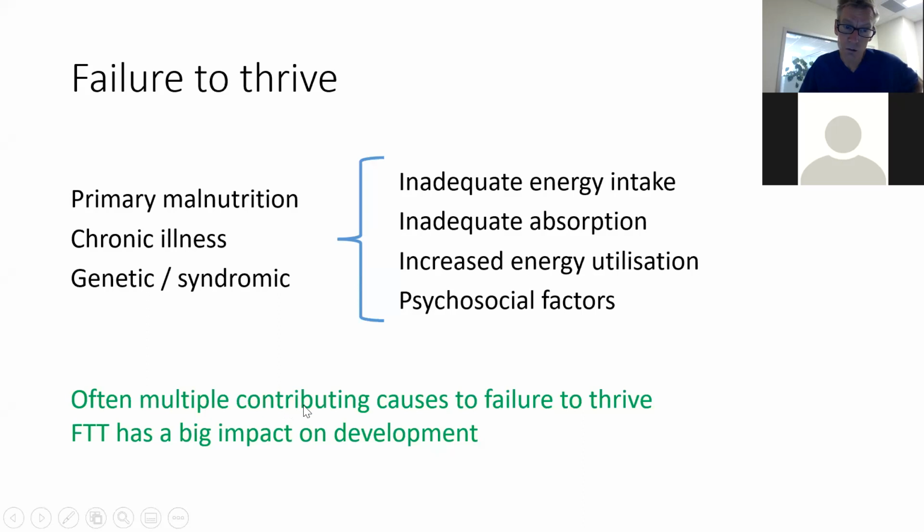As I say, there's often multiple contributing factors to failure to thrive, and it is important that we try to understand what the factors are. It's easy to call it SAM or severe acute malnutrition, but try to understand the underlying factors. Failure to thrive has a big impact on development.